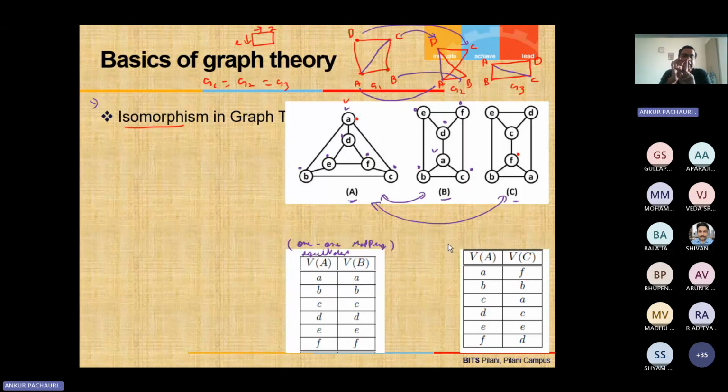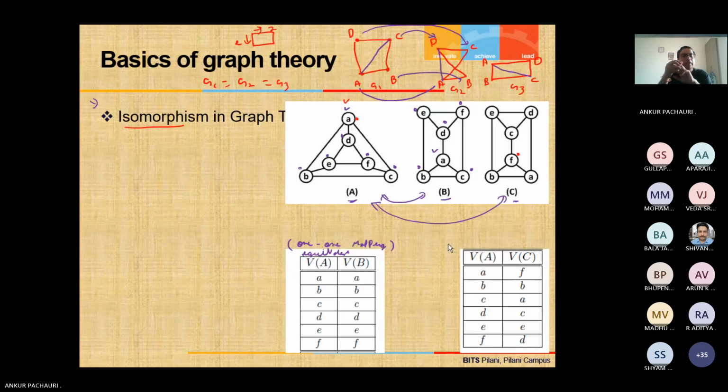Then the second step, if it has passed, means the number of nodes are the same, so the two graphs may be isomorphic. Then move to the next step: count the number of edges. If the number of edges is also the same, then those two graphs may be isomorphic. If the number of edges is different, then straight away, no, the two graphs are not isomorphic.